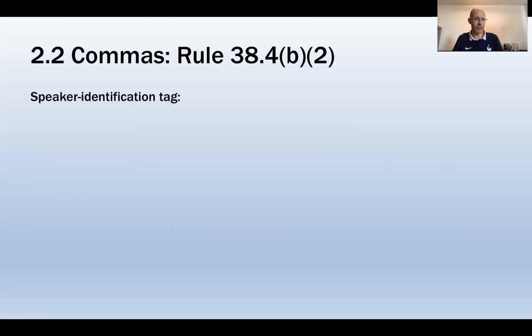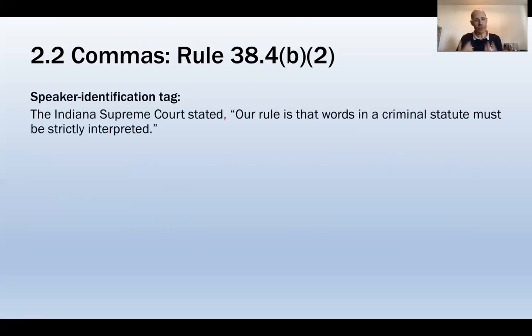So whenever you introduce a quoted passage with a speaker identification tag, you need to set off the quoted passage with a comma. So that's the situation here. The speaker identification tag is the Indiana Supreme Court stated. You have the comma there in red to set off the quote, and then you have the quoted passage. You note the quoted passage is a complete sentence. When you use a speaker identification tag followed by a comma to set up the quotation, and the quotation is a complete sentence, you need to start it with a capital letter, like you have here.